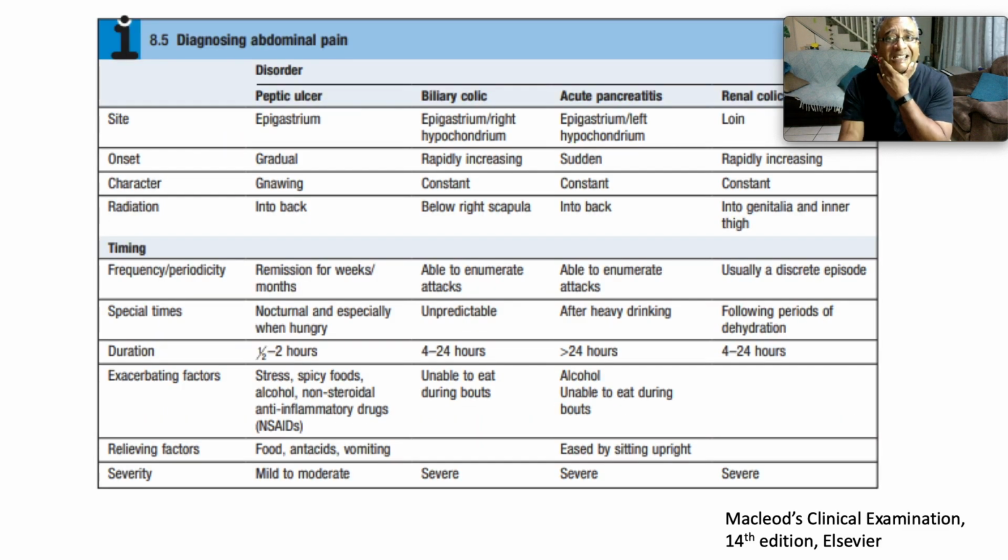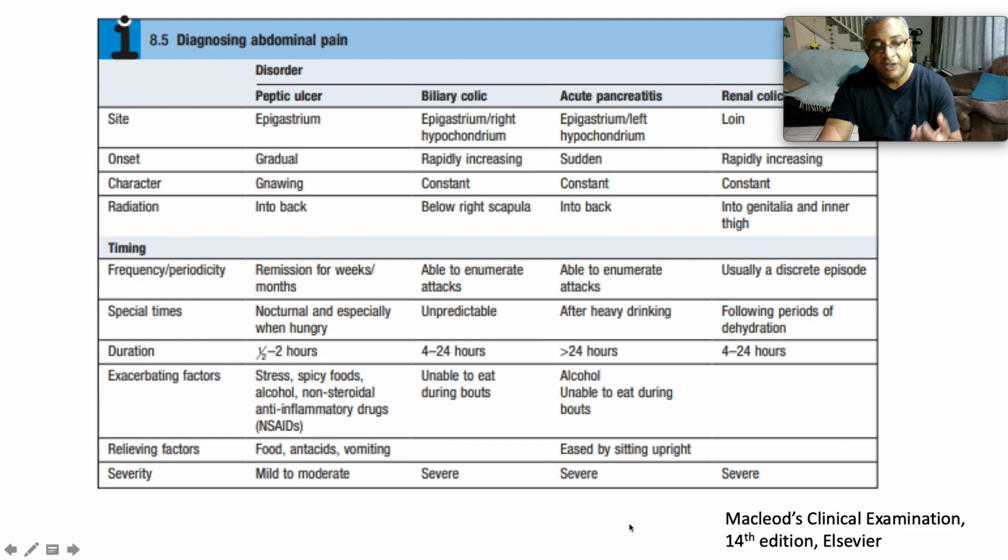I just want to use this to define possible causes of abdominal pain based on specific characteristics. So the four big headings we have are peptic ulcer, biliary colic, acute pancreatitis, and renal colic. So peptic ulcer, the site is usually the epigastrium, has gradual onset, very gnawing, persistent kind of character, radiates to the back. The timing is that it probably goes into remission for weeks or months, right? And occurs specifically during the night and when the patient is hungry. The duration is from half to 2 hours.